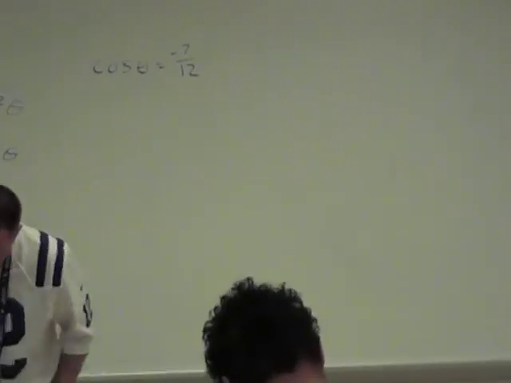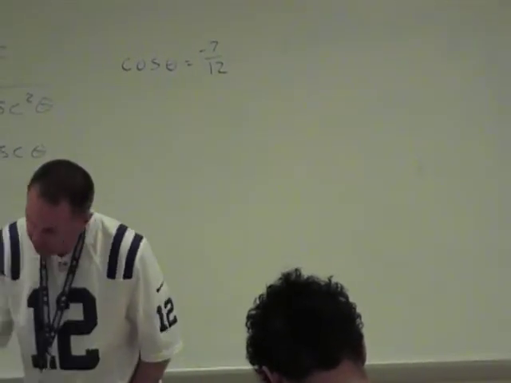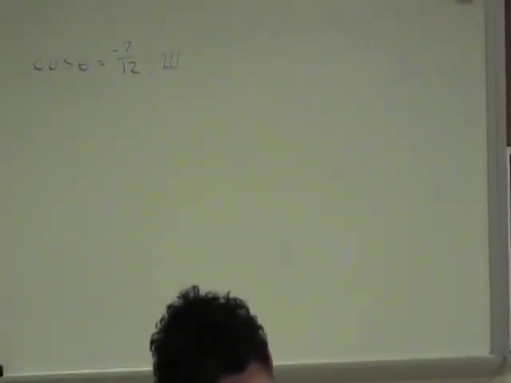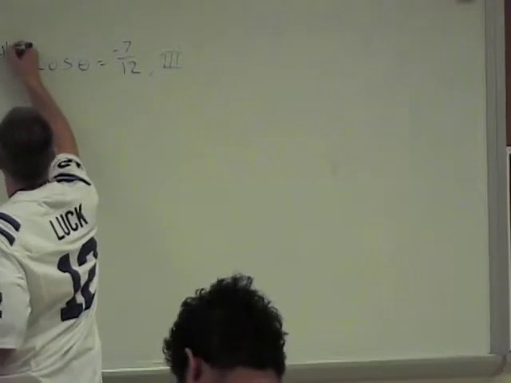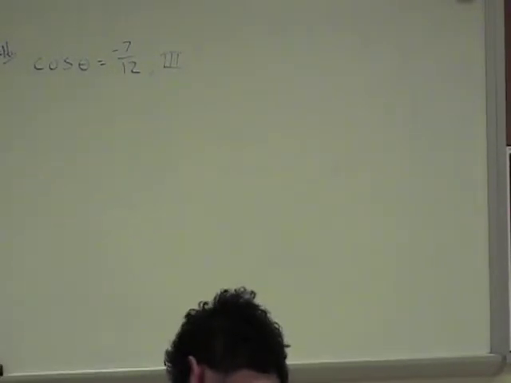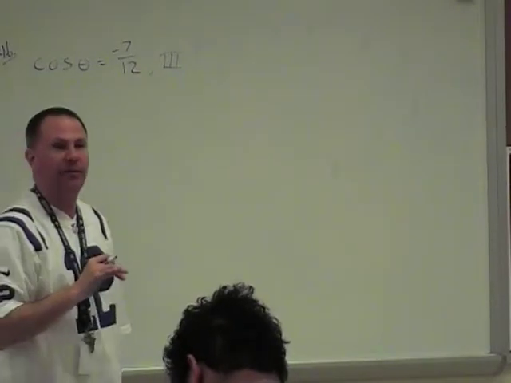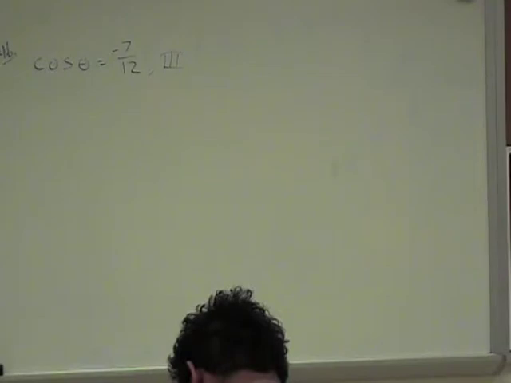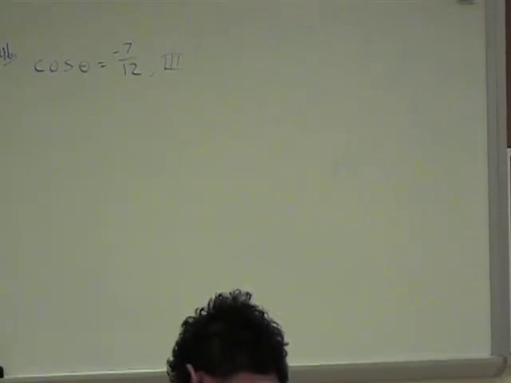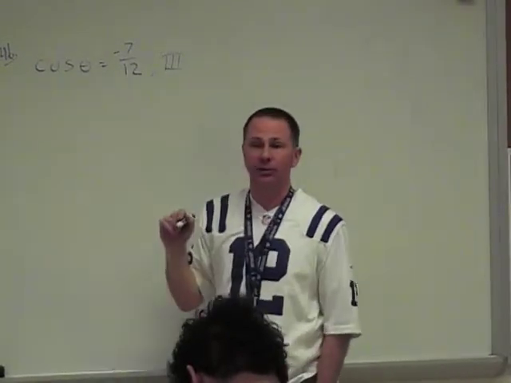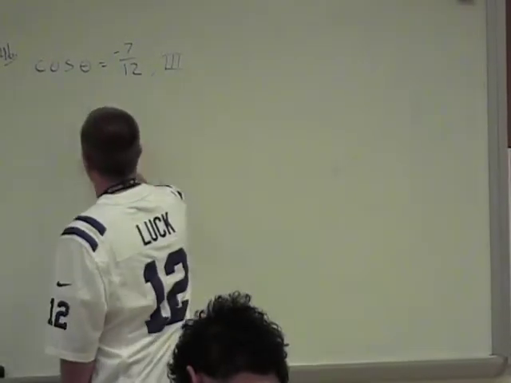It is in quadrant 3. What number is this? 46. What are we doing? You need to find the other 5 trigonometric ratios. You're given cosine. I need the rest of these values. Now watch how this is. This is implying that it's not a unit circle. It's in the third quadrant.